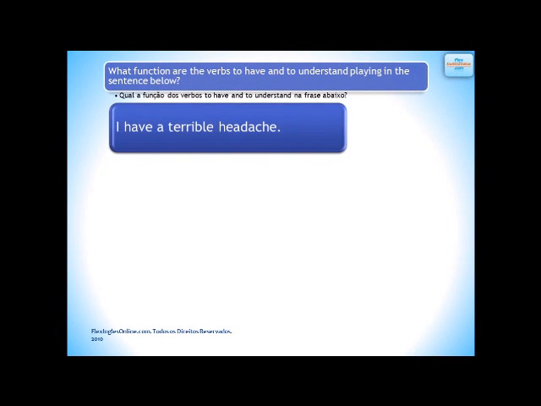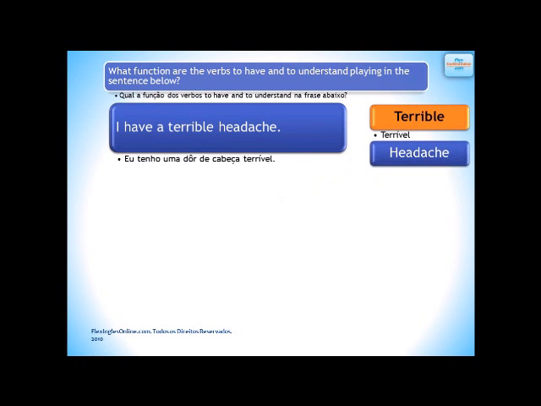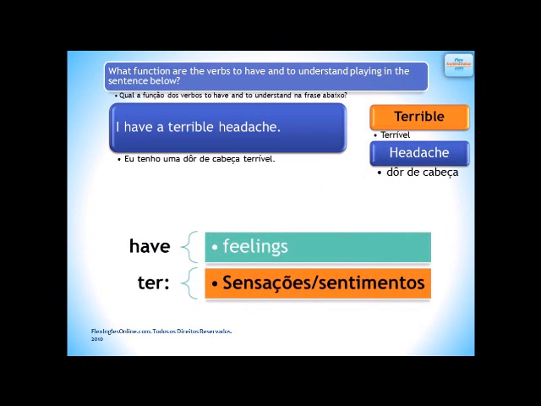And now, I have a terrible headache. Terrible, terrível. Headache, dor de cabeça. So have, in this situation, is used as feelings. I have the feeling of a headache. I have a sensação de uma headache.